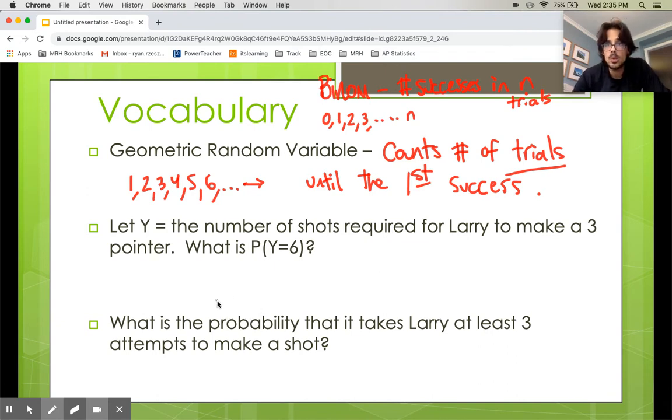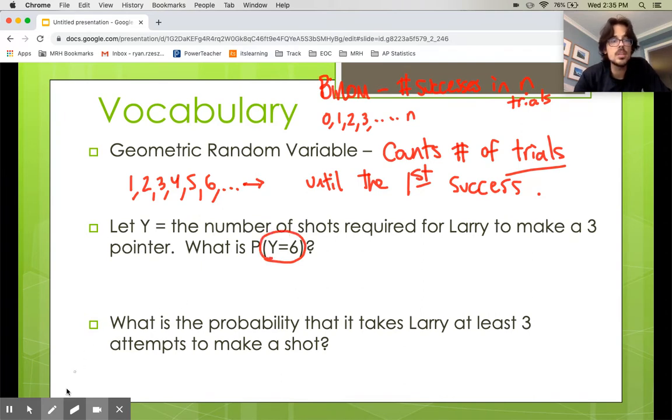So let's talk about how you would actually calculate a probability. We're going to let y equal the number of shots required for him to make a three-pointer. So y is a geometric random variable. How many shots till he makes one? What is the probability that y equals 6?